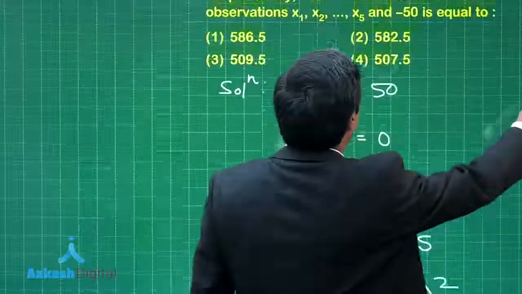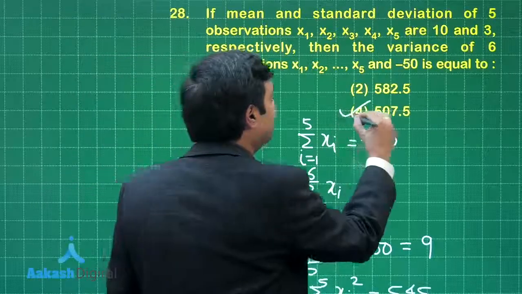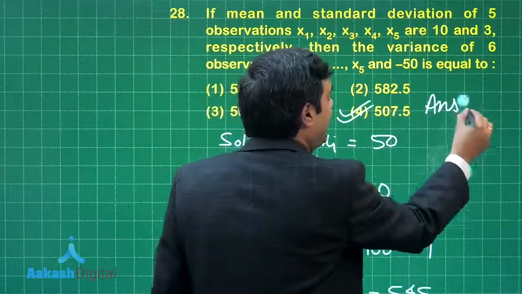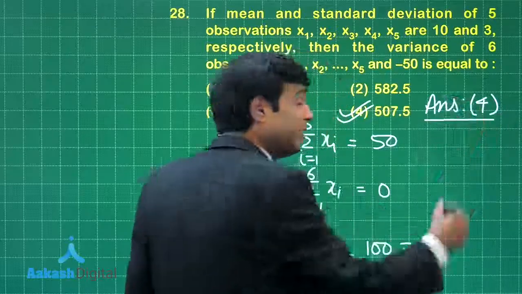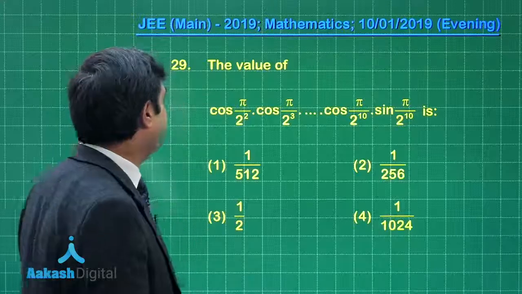507.5. So, let us see from the given options, 507.5, that is option number 4 is the correct one. So, let us mark and mention as the correct answer. I am sure this is clear. Let us move on to the next one, that is question number 29.